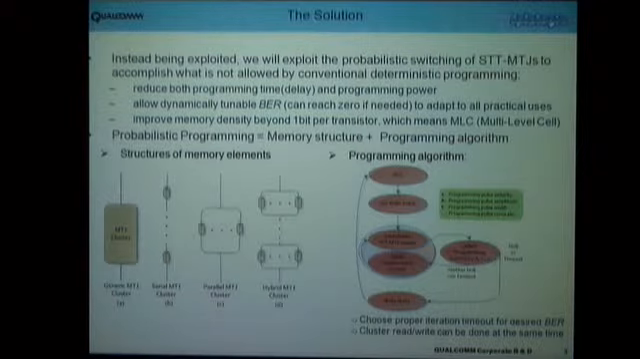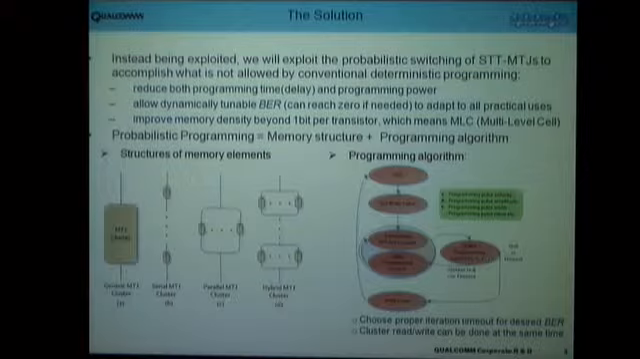To accomplish probabilistic programming, we need a special programming algorithm and also a memory structure. The MTJ clusters serve as memory elements for probabilistic programming. In each MTJ cluster, we can have multiple MTJs connected in various topologies. The MTJs can have the same size or different sizes. When they have different sizes, the sizes can be 1, 2, 4, so that each MTJ is distinguishable.